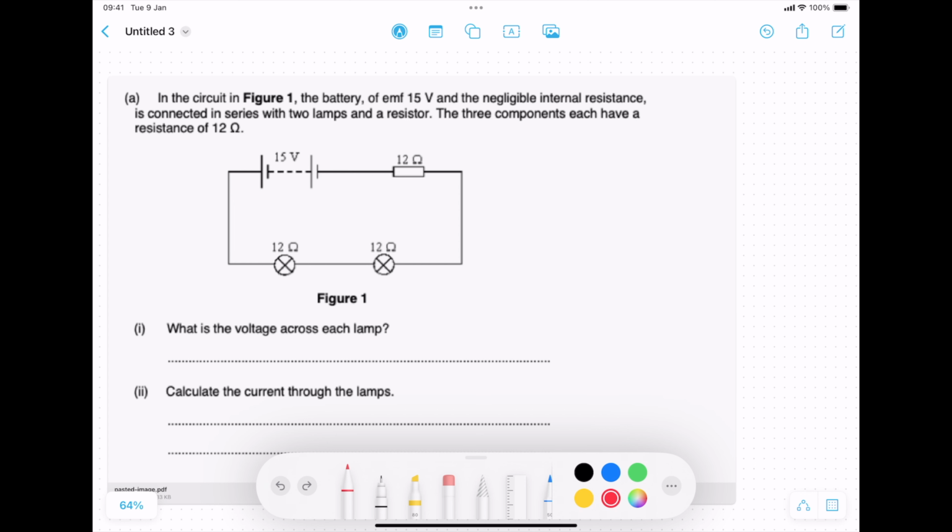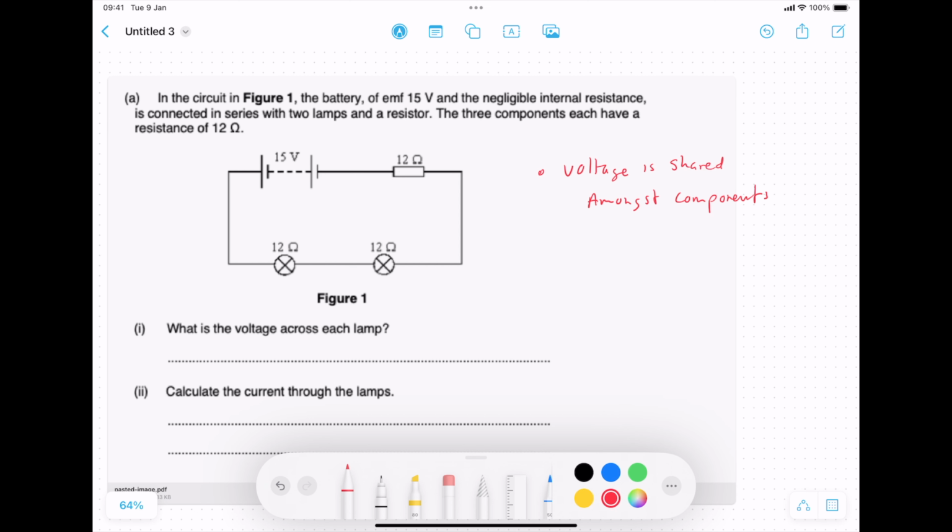But before we get into it, let's recap some of the main points about a series circuit. So first of all, the voltage is shared amongst components. A component could be a bulb, a resistor, anything that is in the actual main circuit itself.